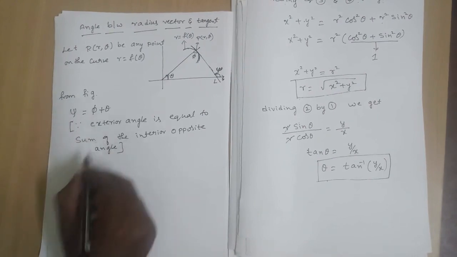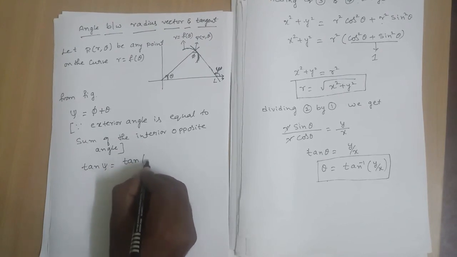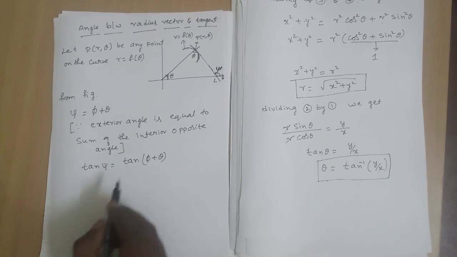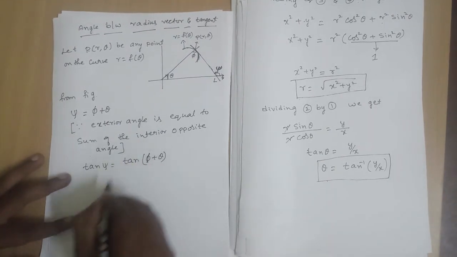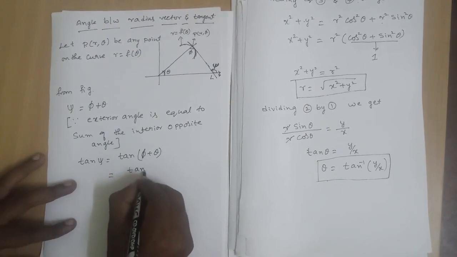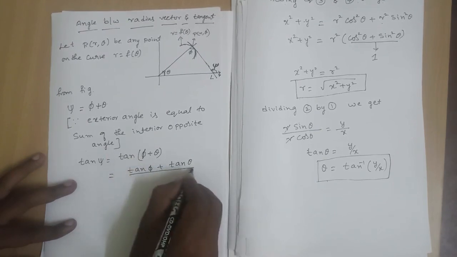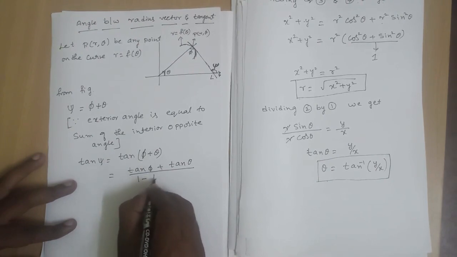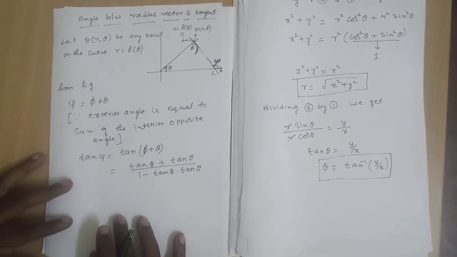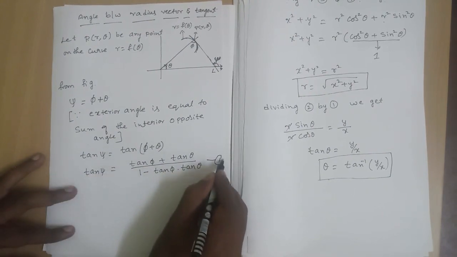Now I will apply tan on both sides. So tan psi is equal to tan of phi plus theta. Here you have the tan A plus B formula: tan A plus tan B divided by 1 minus tan A into tan B, meaning tan phi plus tan theta divided by 1 minus tan phi into tan theta. So this is tan psi only. I will call this equation 1.